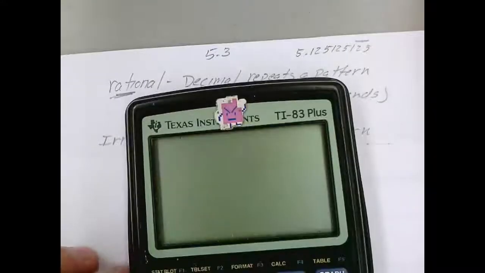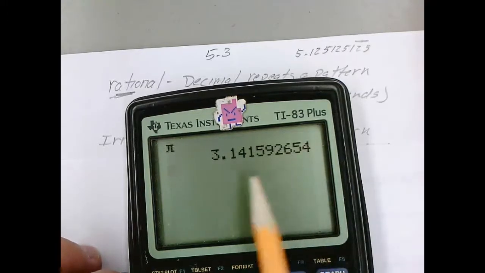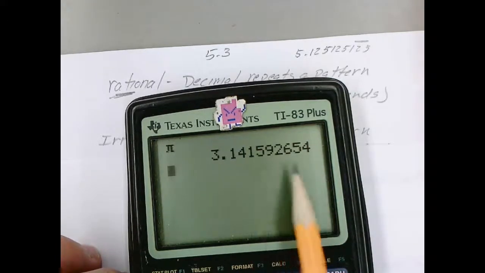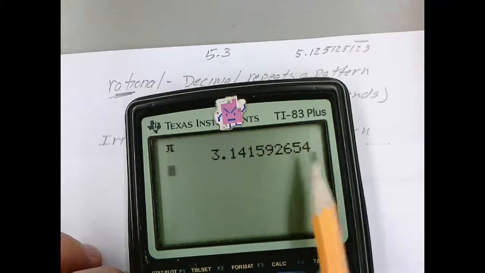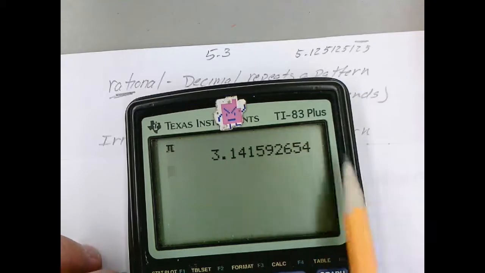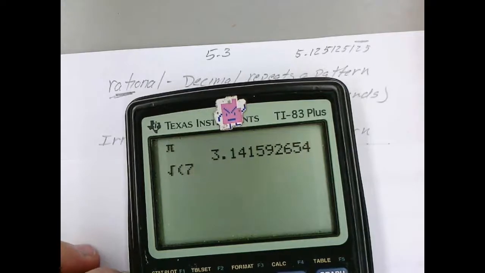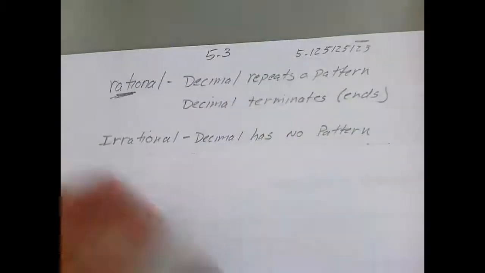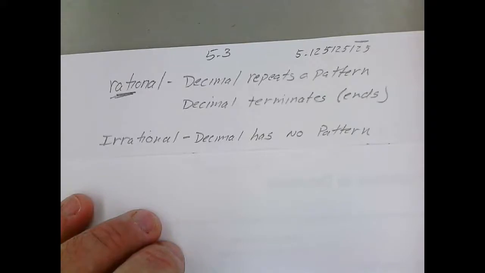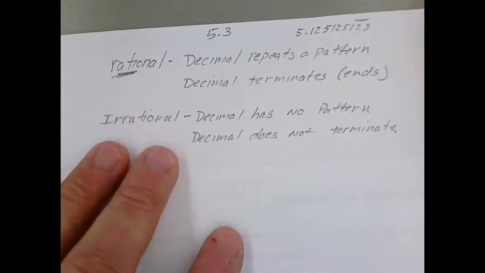So it's just a slew of random numbers. And an example of one, everybody loves pi. If we type in pi in my calculator, you might say, well, it ends. It doesn't. The calculator's not going to go on forever, you'd never be able to do any calculations. It takes it out to probably the millionth place, so it rounds it after that. But that number will continue to go on forever. Another example would be the square root of 7. There's no pattern to that either. It just looks like a bunch of random numbers. So that's an example of a number that cannot be expressed as a fraction. The decimal has no pattern, and the decimal does not terminate or end.